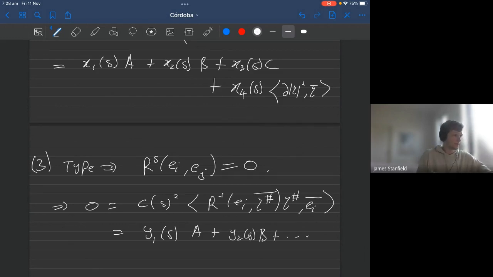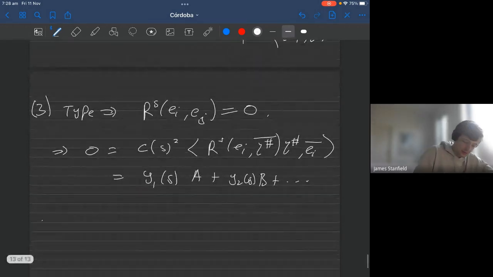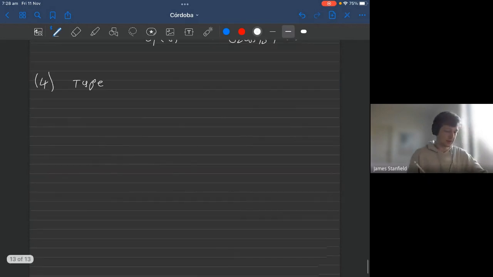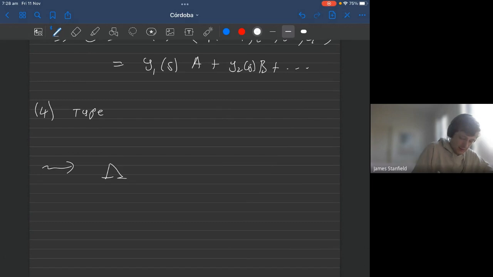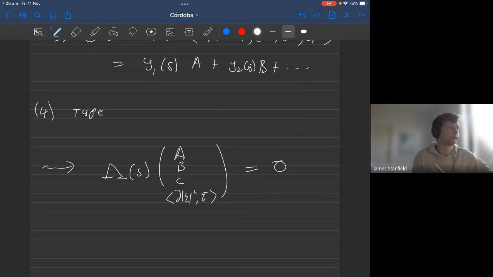Okay, there's a fourth condition, right? So using the type condition, because I'm close to time, I won't write it out. But again, what this leads to is some matrix, depending on S, times the vector A, B, C, and this auxiliary function. This has to be 0.